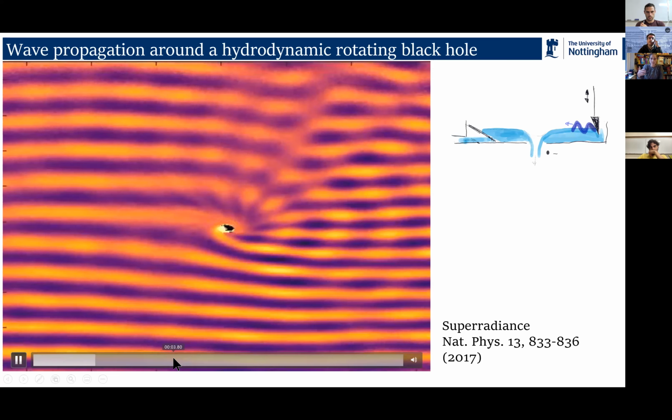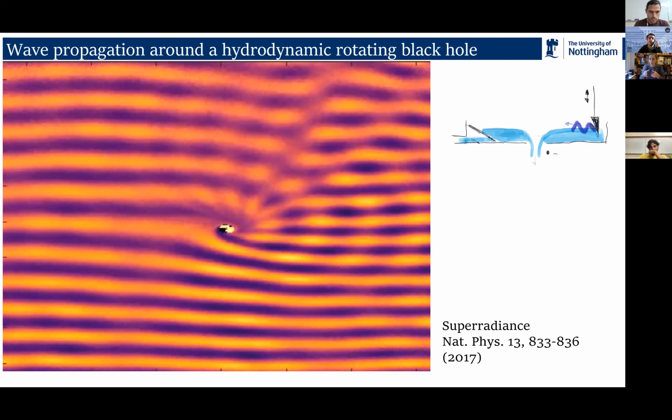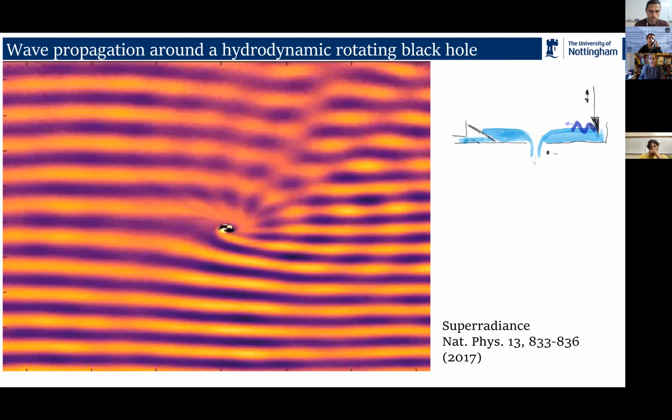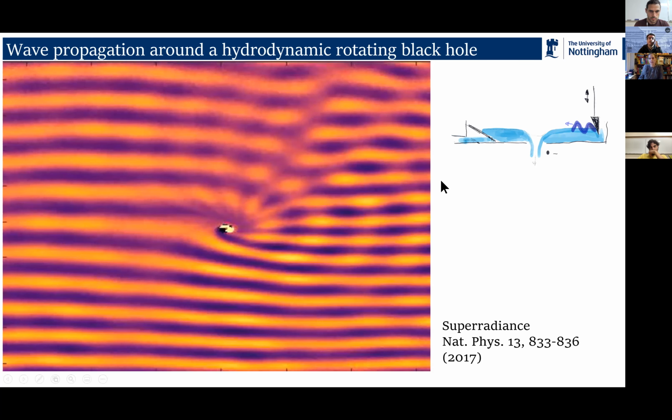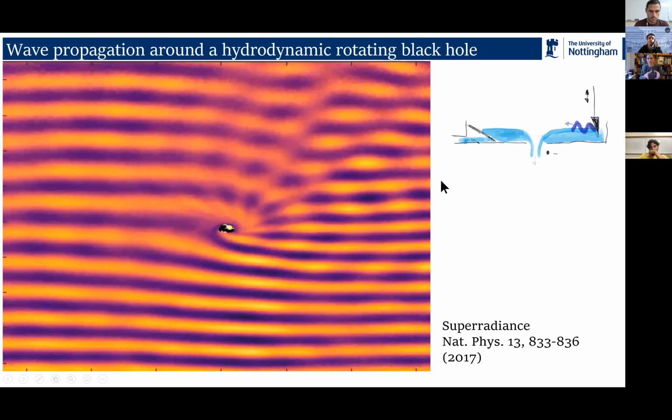So these waves interact with this vortex in the center. And the first thing we wanted to study is, or not the first thing, that experiment was built to look for superradiance. But after that, we wanted to understand how this wave pattern comes about and how it is linked to light bending.